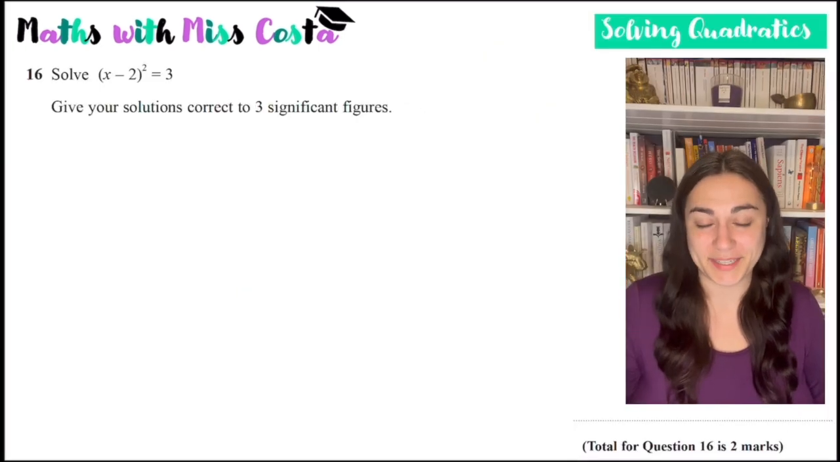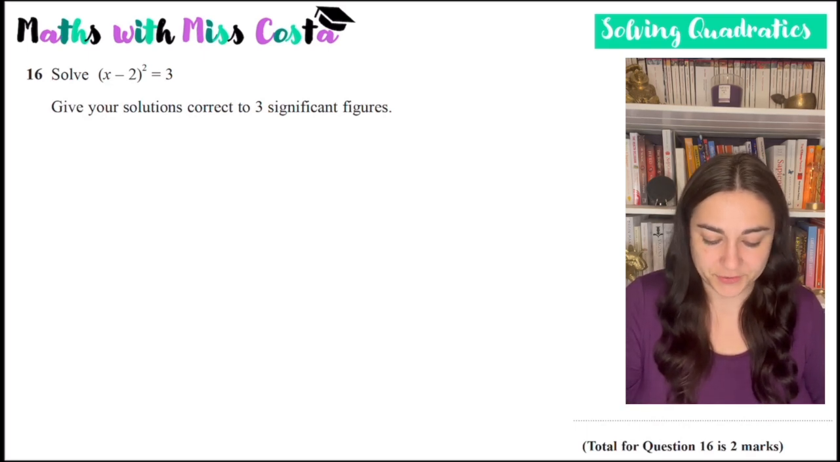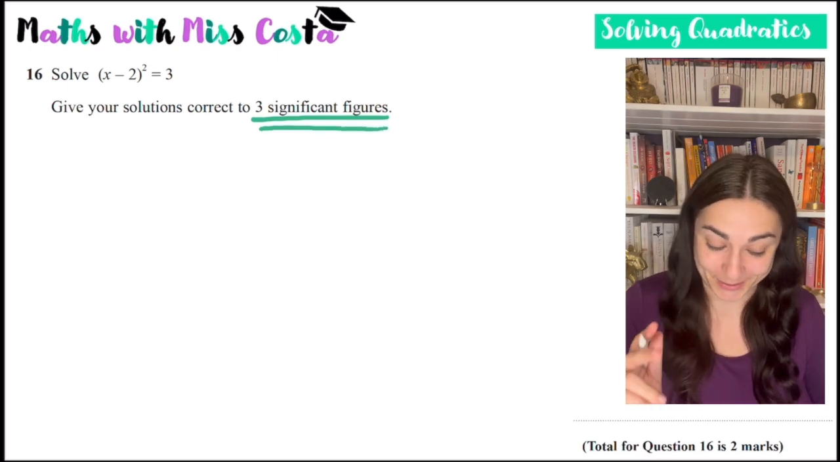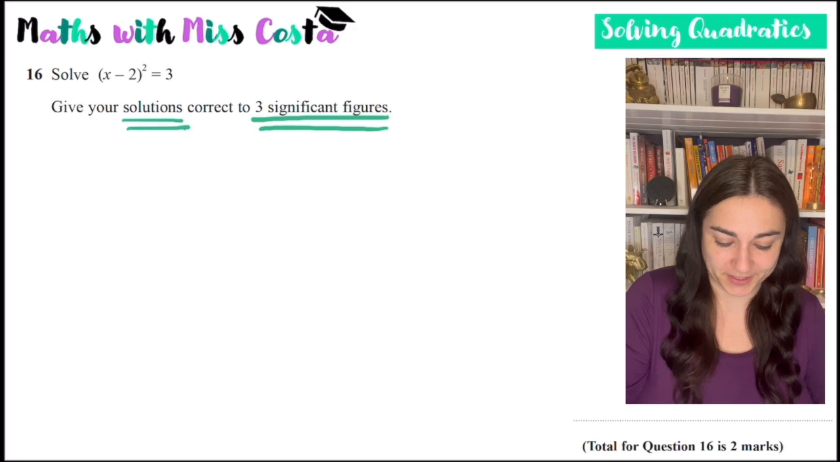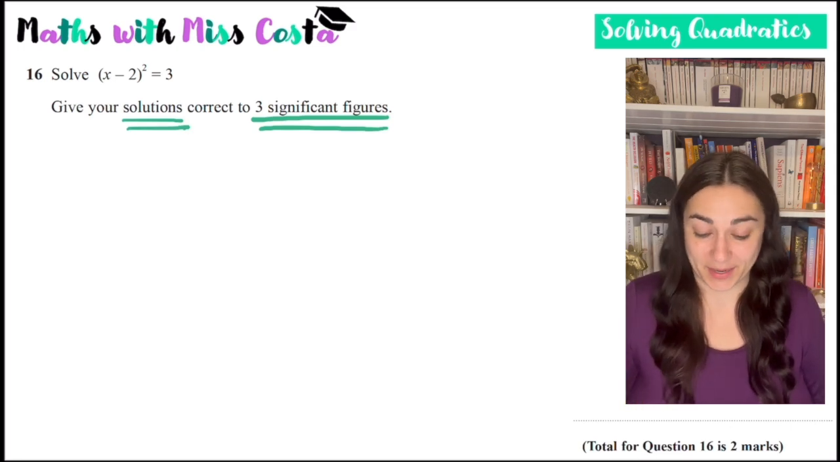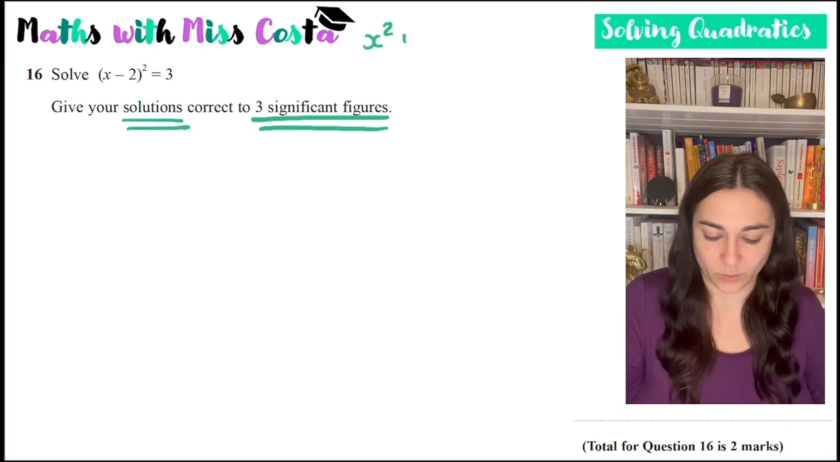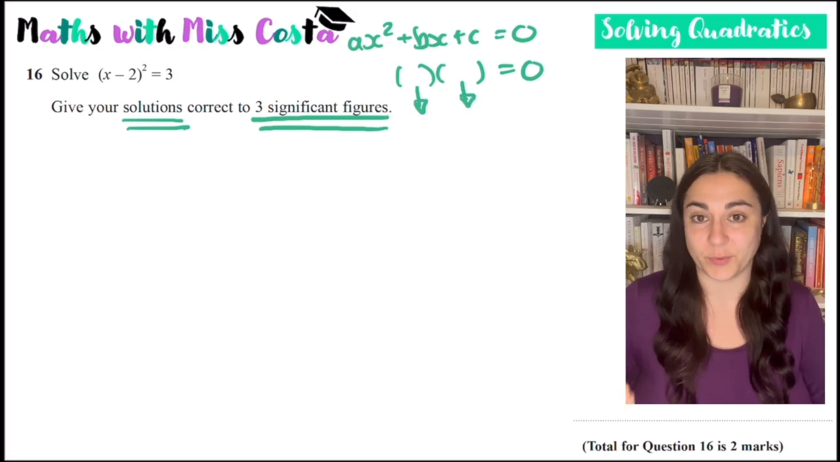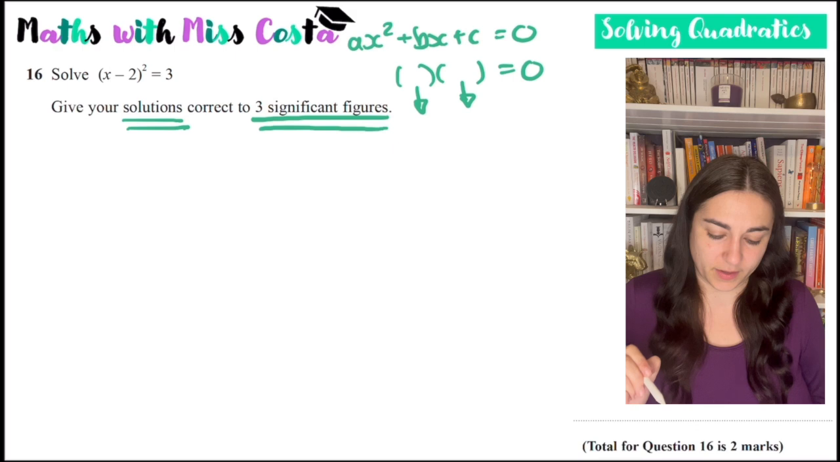Okay, so there's a few ways that you can do this question. There's a big clue in the question. It says, give your solutions to 3 significant figures. Well, there's two clues. It says solutions. Hopefully you already know anyway that any kind of quadratic, so ax squared plus bx plus c, is generally going to have 2 solutions because you factorize it into 2 brackets, and then it's the inverse of what you get in your bracket.